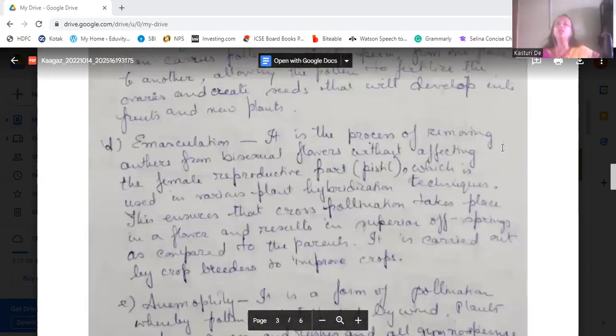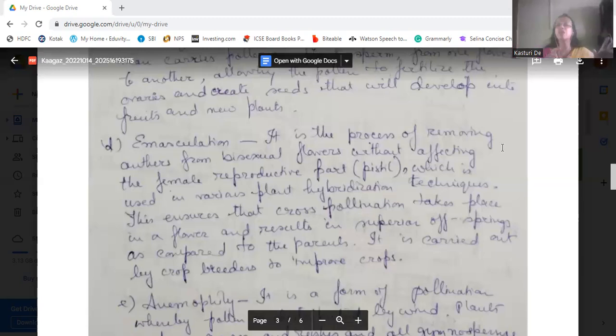Then we come to emasculation. It is the process of removing the anthers from the bisexual flowers without affecting the female reproductive part, that is the carpel or the pistil, which is used in various plant hybridization techniques. So this is also an artificial measure for pollination. What happens? The anthers from the bisexual flowers are removed, and the female part is left. The anthers are removed, but the female reproductive part, the pistil, remains intact, without disturbing it. This is how the various plant hybridization techniques are performed.